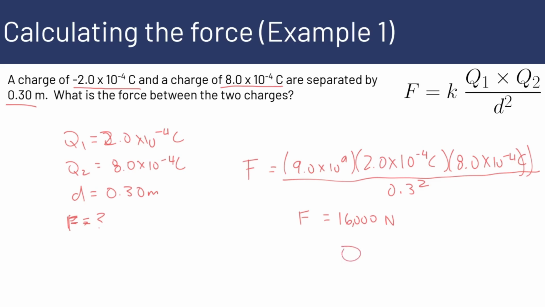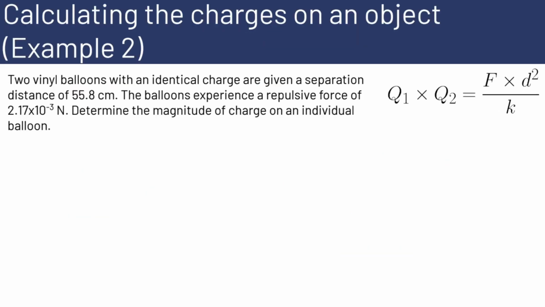And since one of these particles is negative and one of them is positive, the force between them is an attractive force. So the force arrows are pointing towards each other. So the force vectors are pointing towards the two particles.